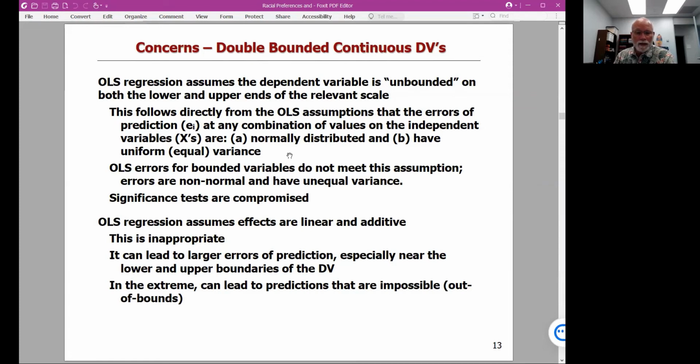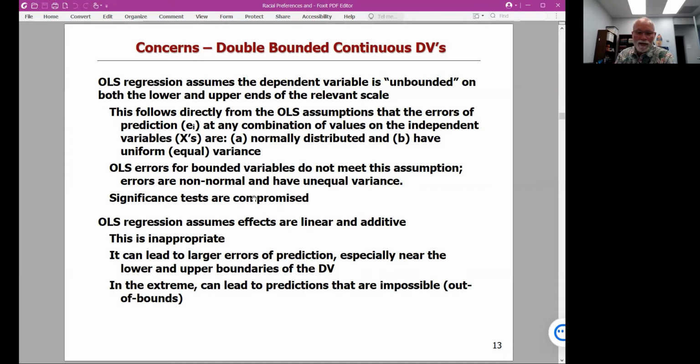In addition, OLS error assumptions are not met, so all your statistical significance tests are compromised. And it's mainly a question then of whether you could work with OLS regression and get away with it. That's a practical question.